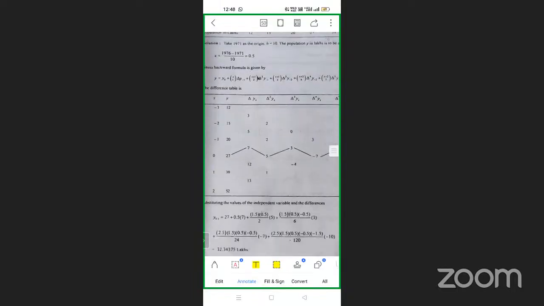The difference table is the same: 15 minus 12, 3. 20 minus 15, 5. 27 minus 20, 7. The difference table is the same up to the last, delta power 5. Substituting these values in this formula, we directly get 32.3437 lakhs. So this is an example for the Gauss backward interpolation formula.